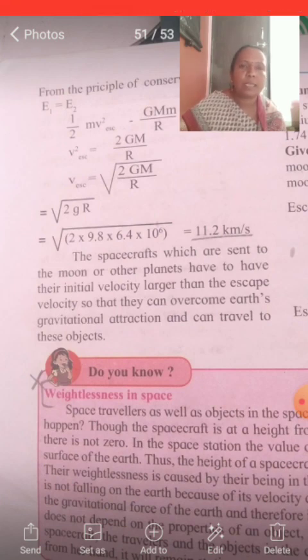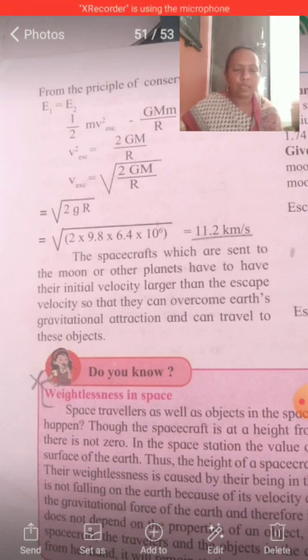Next we see mass and weight. Then free fall. What is free fall and what is escape velocity? Here we have completed our first lesson.